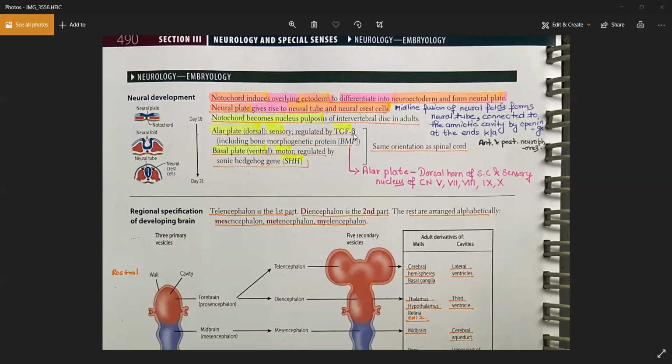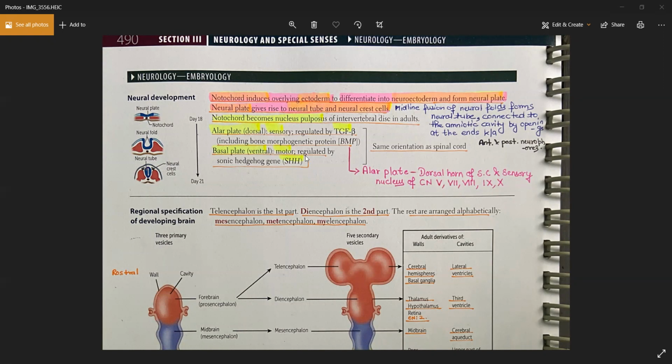The alar plate forms all the sensory structures, all the receptors or the sensory nerves, and it is regulated by TGF beta. So the dorsal horn of the spinal cord and the sensory nuclei of cranial nerves 5, 7, 8, 9, 10, because these are mixed nerves, they have both the motor component as well as the sensory component. The sensory component of these nerves is formed by the alar plate. You have the basal plate, which is present ventrally or anteriorly. They form the motor portion of these nerves, as well as the anterior horn of the spinal cord. And the formation of this plate is regulated by the Sonic Hedgehog gene.